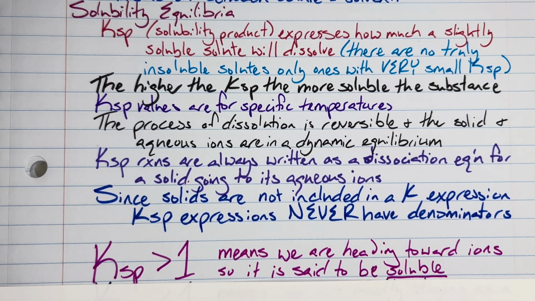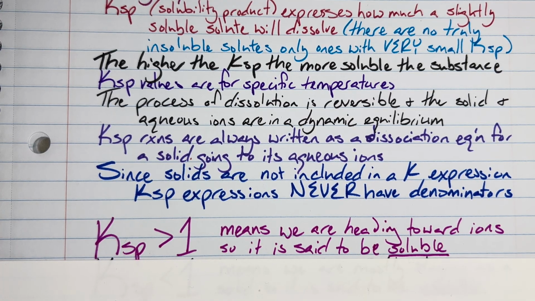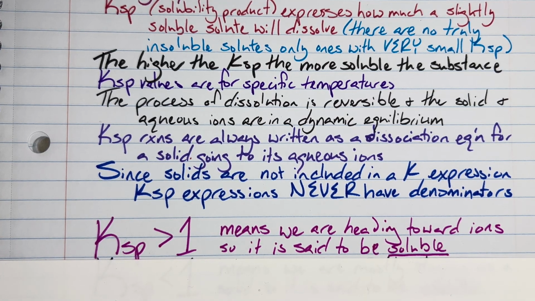If the KSP has a value greater than 1, this means that we are producing a relatively high amount of those aqueous ions. We have dissociated pretty readily, and so it is said that that substance is going to be soluble.